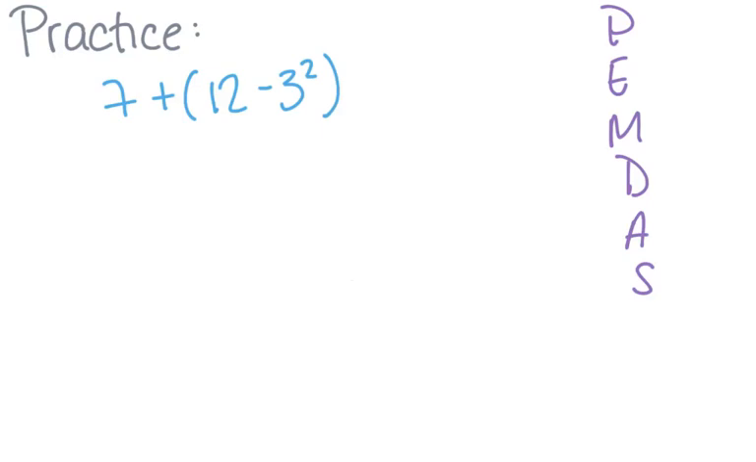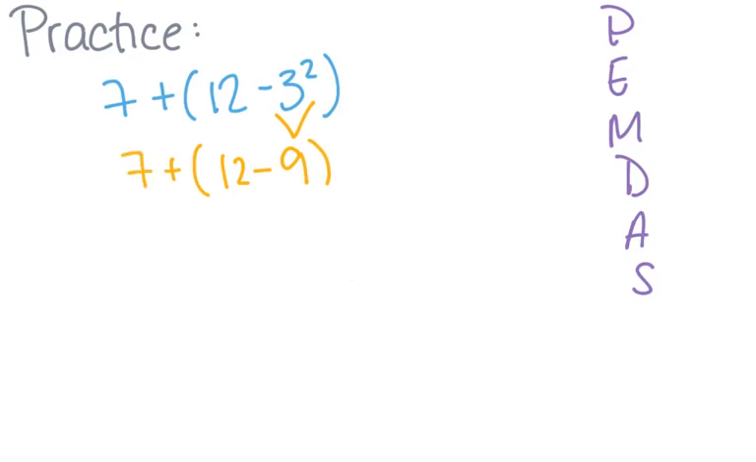Our next example is 7 plus (12 minus 3 squared). So we have to do everything that comes in the parentheses first. And within that parentheses, we have an exponent. So we have to do the exponent first. So we're going to start with 3 squared. And 3 squared is 9. I'm still keeping that parentheses there because we are not done with that.